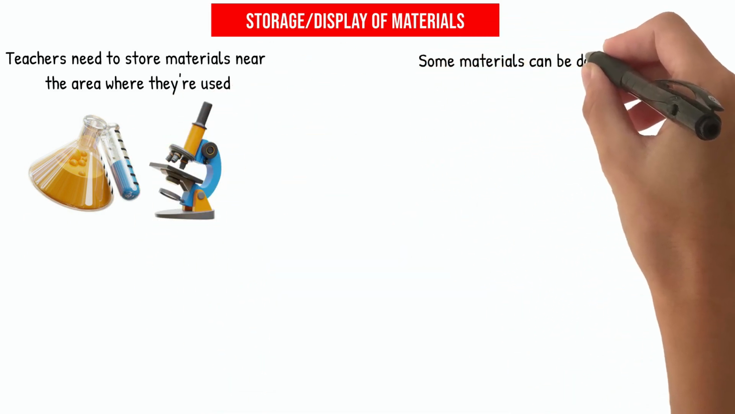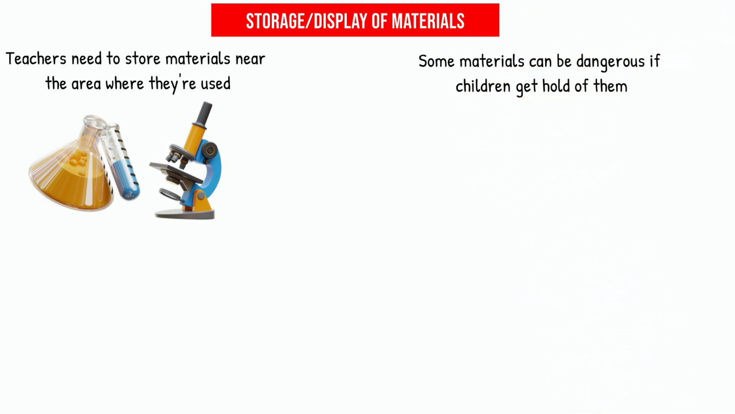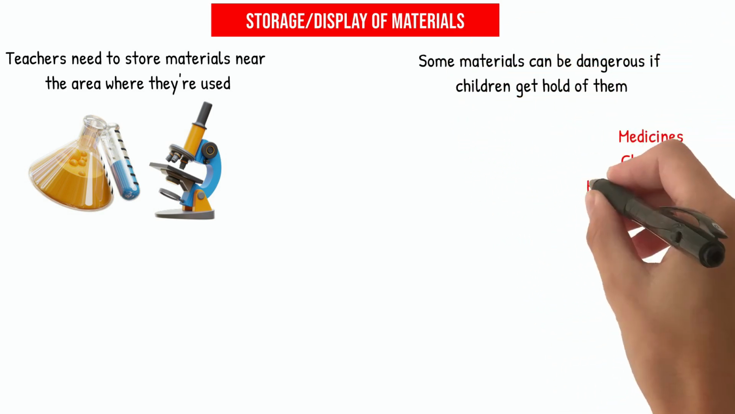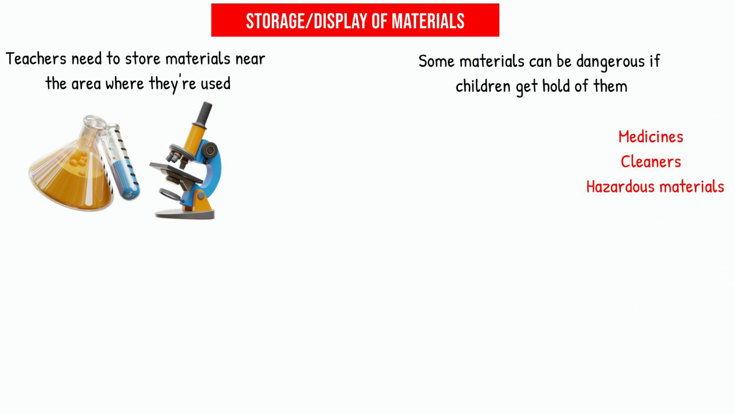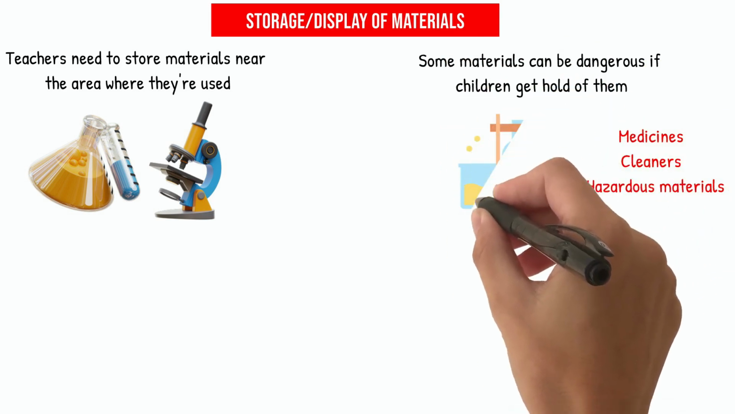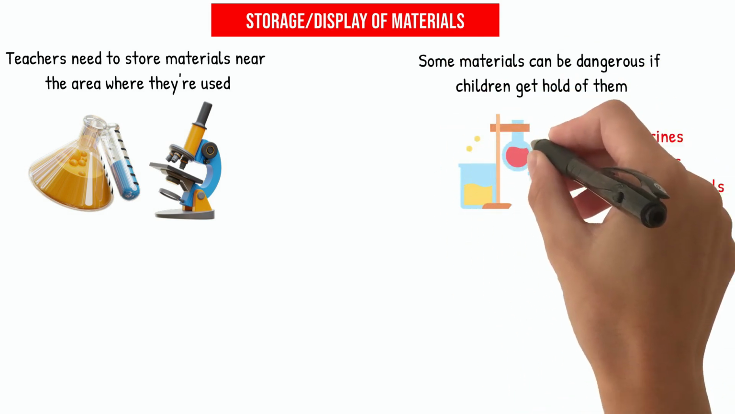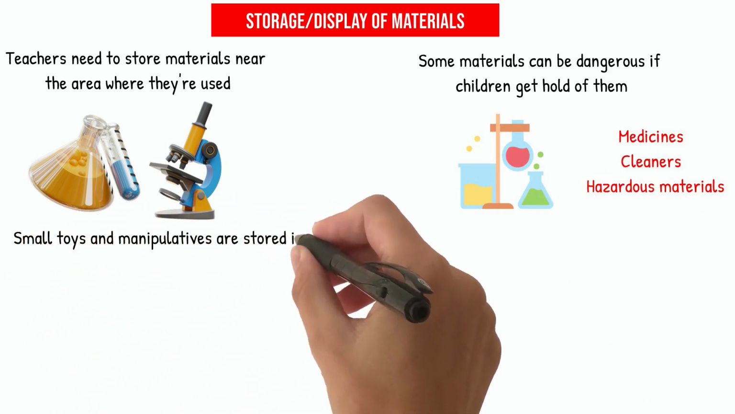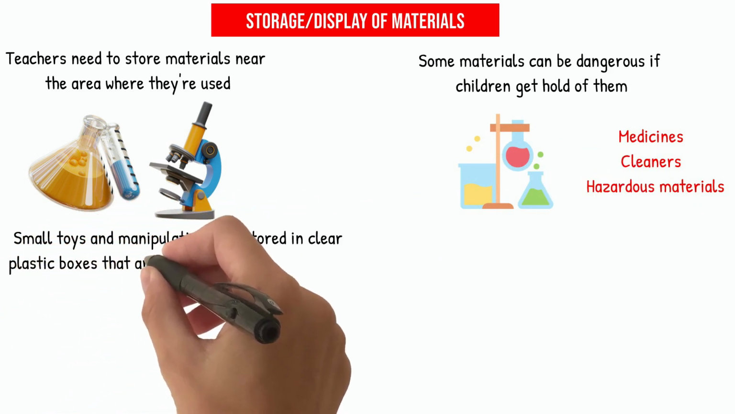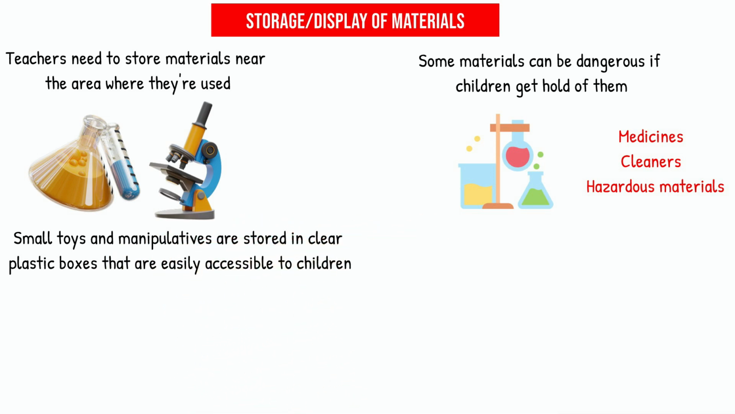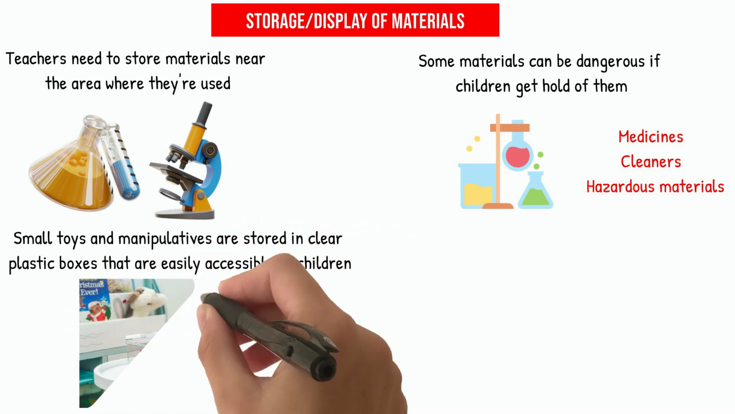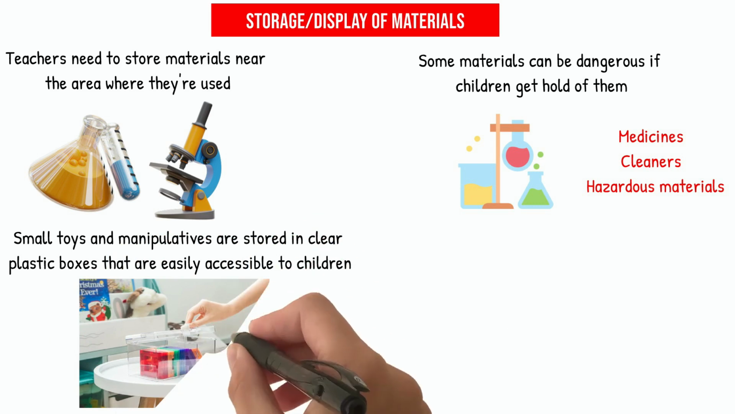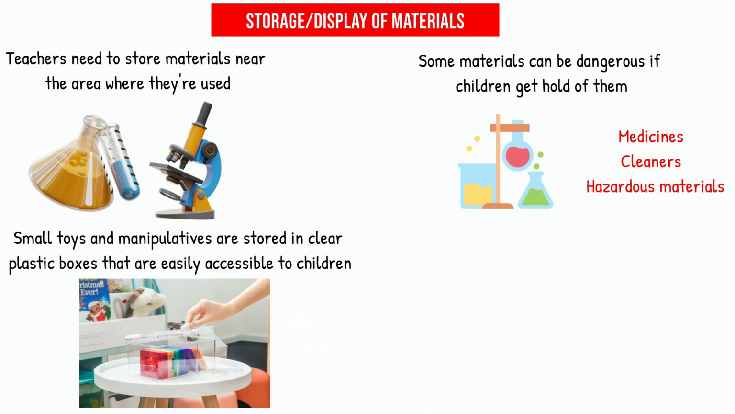Second, some materials can be dangerous if children get hold of them. Medicines, cleaners, and other hazardous materials are stored in child-inaccessible areas, where they can't be accidentally accessed by students. Third, small toys and manipulatives are stored in clear plastic boxes that are easily accessible to children. That way, they can see what's inside and easily get what they need for their learning activities.